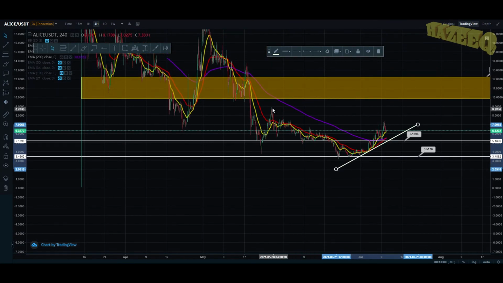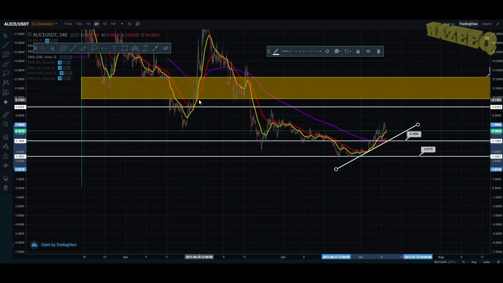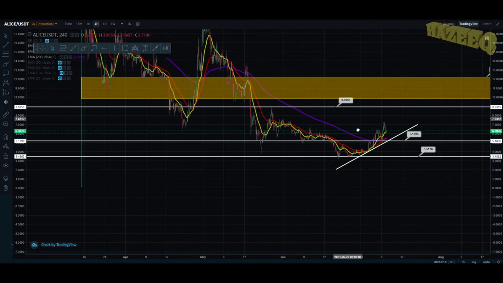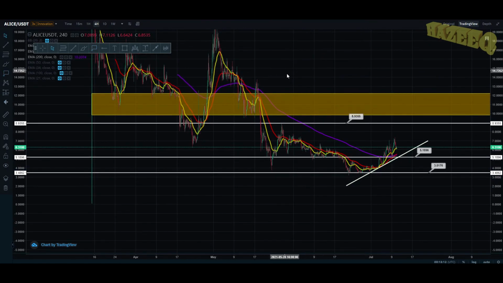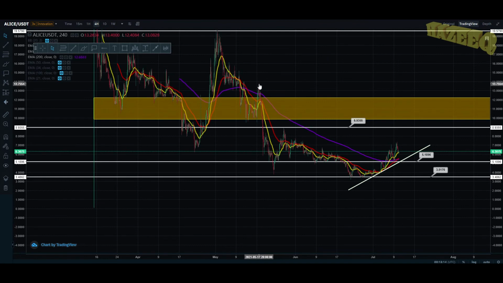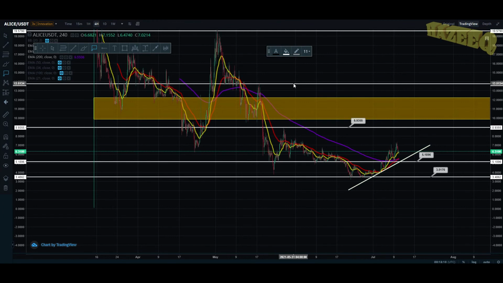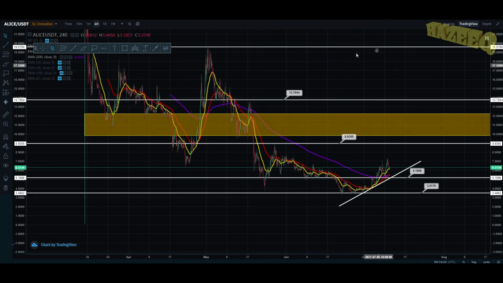So the first one we want to take out, and the first one that's going to mean that we're starting an uptrend and we're getting through those resistances, is this one over here. That would be $8.93. Next one would be here at $13.75. That would be a major resistance level. And obviously the top one over here would be at $19.57. That is where we got rejected initially and started this enormous downtrend.